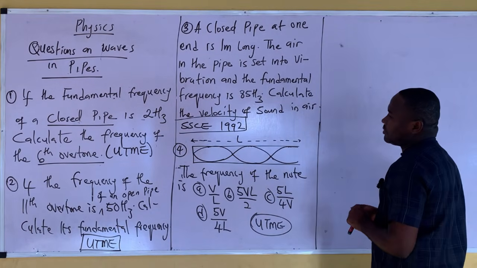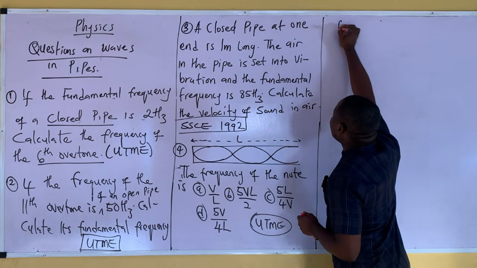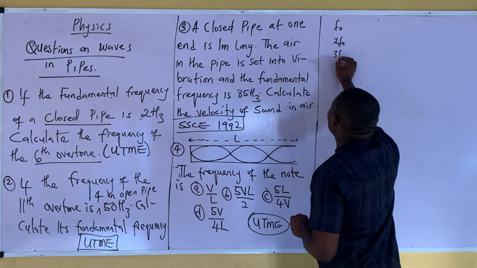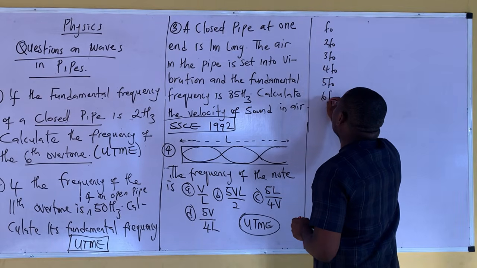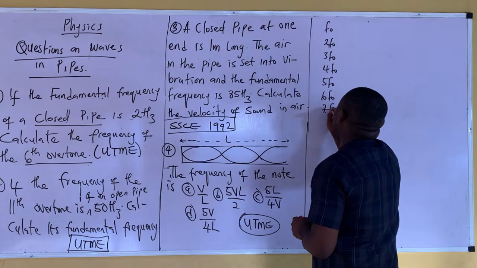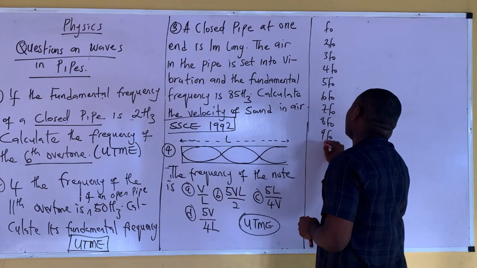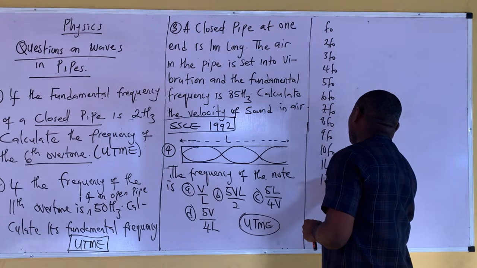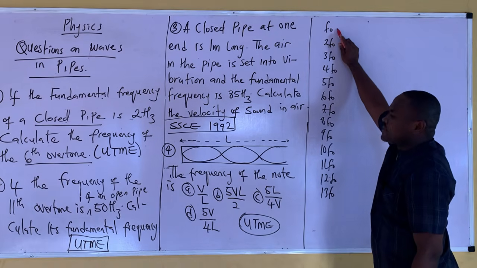So how do you do this? Remember, for an open pipe, the sequence of frequency is F naught, 2F naught, 3F naught, 4F naught, 5F naught, 6F naught, 7F naught, 8F naught, 9F naught, 10F naught, 11F naught, 12F naught, 13F naught, and so on.